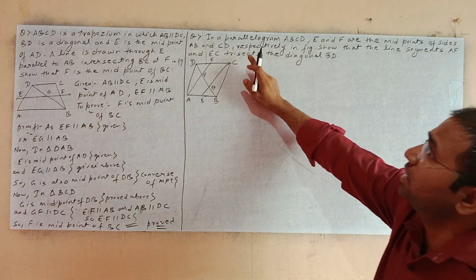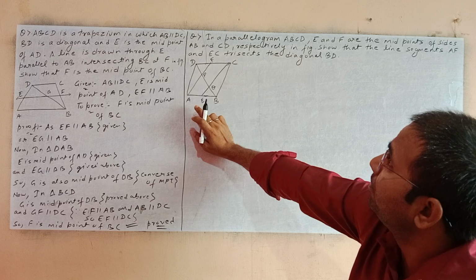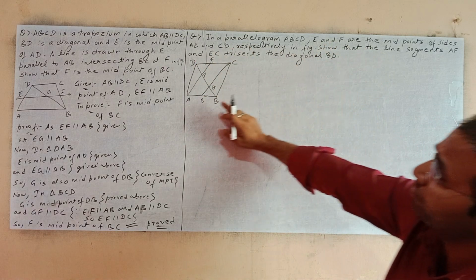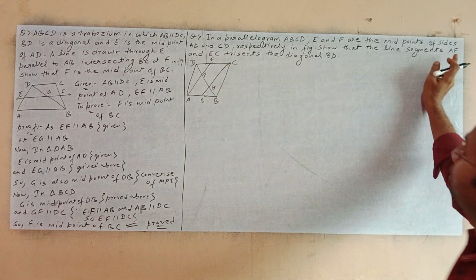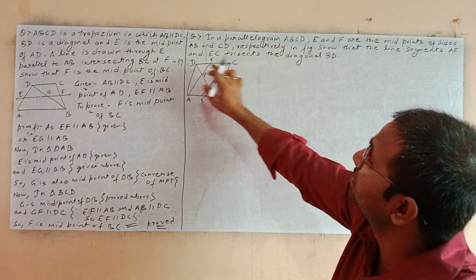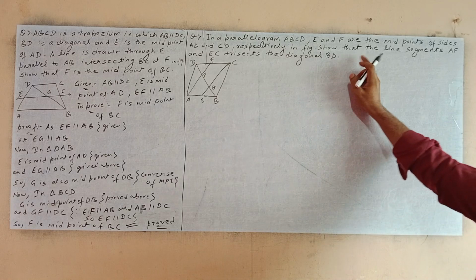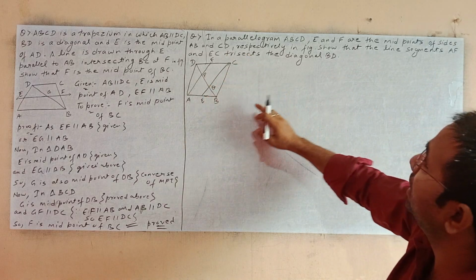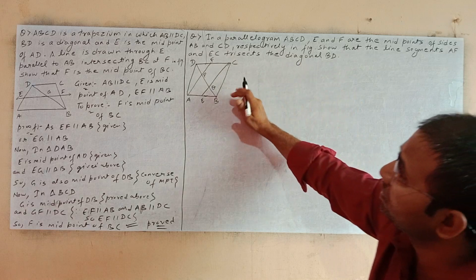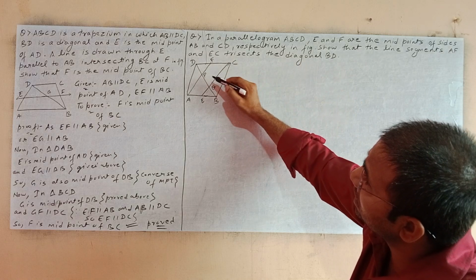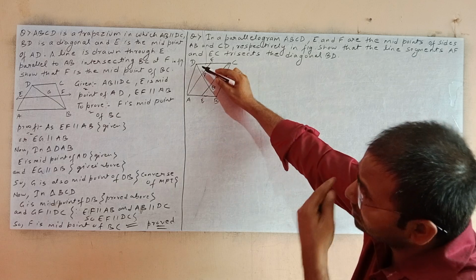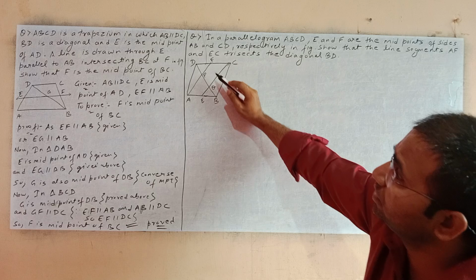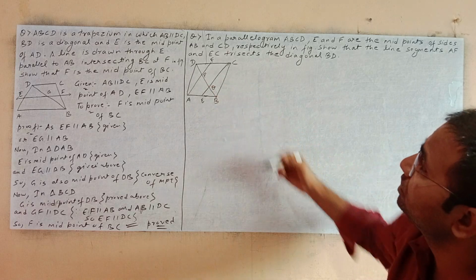In the next question it is given that ABCD is a parallelogram, and E and F are the midpoints of sides AB and CD respectively in the figure, so that the line segments AF and EC trisect the diagonal BD. You have to show this. Trisecting the diagonal DB means DB is divided into three equal parts. Means you have to show DP is equal to PQ is equal to QB.